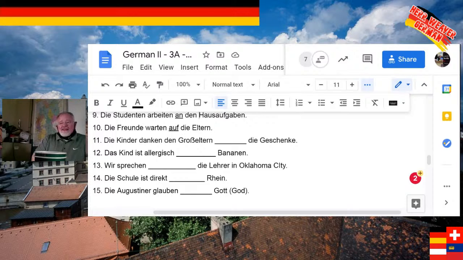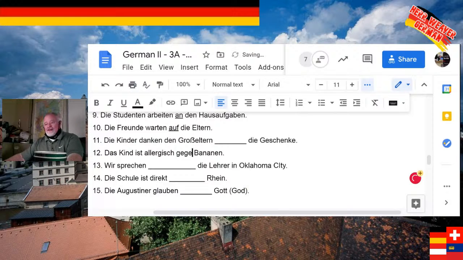Das Kind ist allergisch blank Bananen. Remember the preposition used with allergisch? Gegen. Really? So they say they're allergic against something. That's kind of funny. Allergisch gegen Bananen. I know people who are allergic to bananas. I know somebody who is scared of them, like they don't want to run into them. I met someone who's definitely afraid, like people afraid of ghosts and everything.